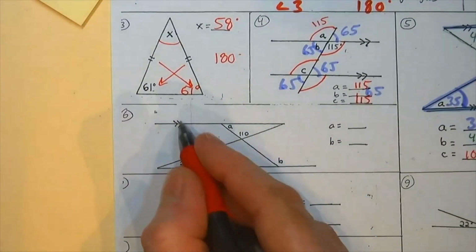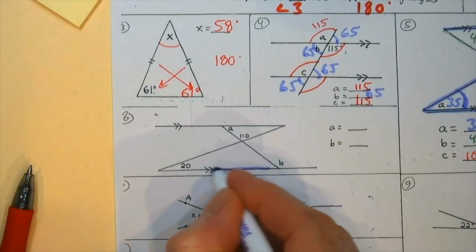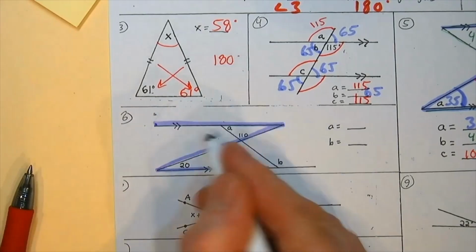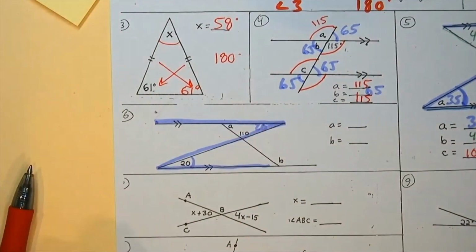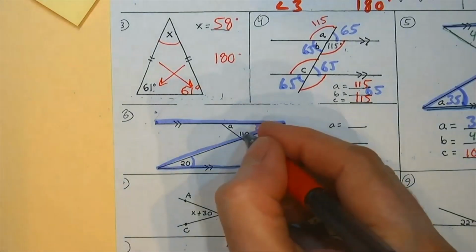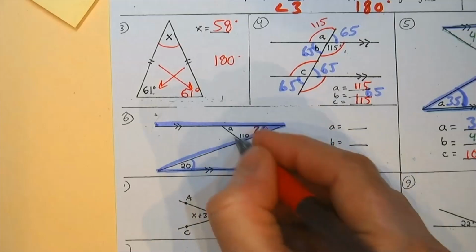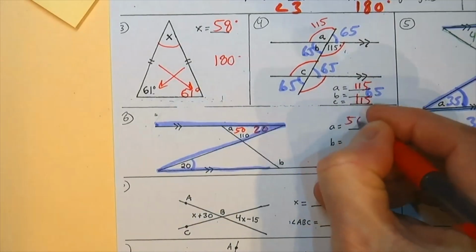Ooh, here's a funny one, but it is parallel. Find the Z. 20. Keep going. Boom. See, use the parallel. So this guy's 20. Here is 20. Do I need to know that? I don't know. Here's 110. Wait, if that's 20, 110 and 20, there's a triangle. Fill in the missing angle. That would be 50.